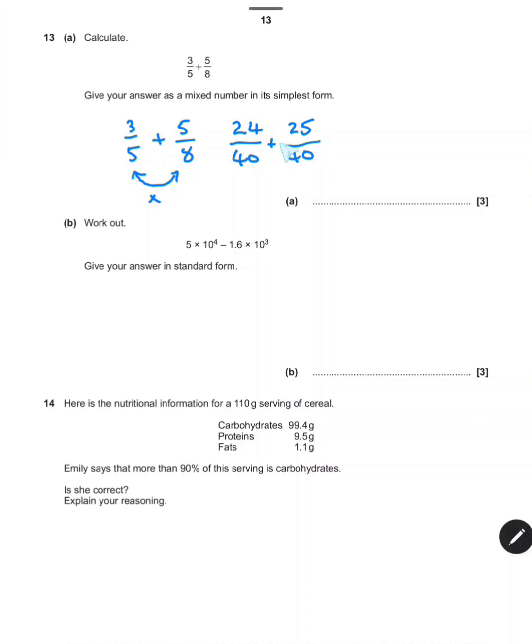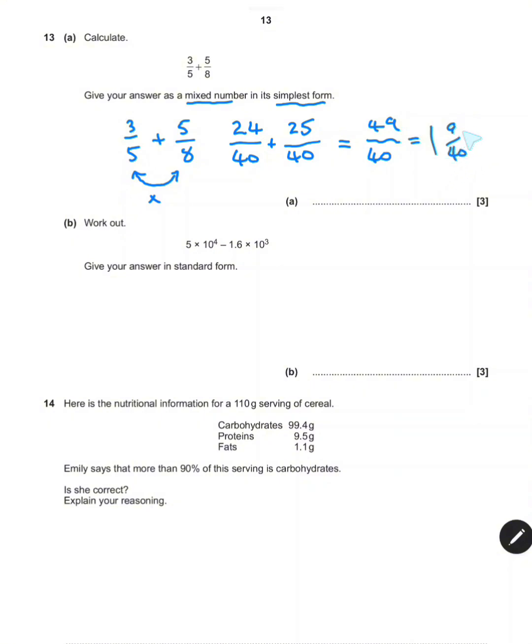Now I'm going to add these two fractions together. 24 40ths add 25 40ths is still 40ths. And 24 add 25 would be 49. It does say give my answer as a mixed number in simplest form. Well, 40 of these 49 40ths, 40 40ths makes the whole 1. And then there's 9 40ths left.